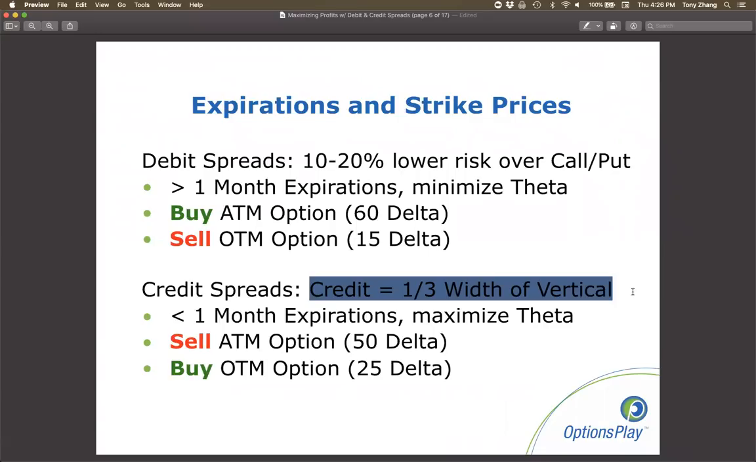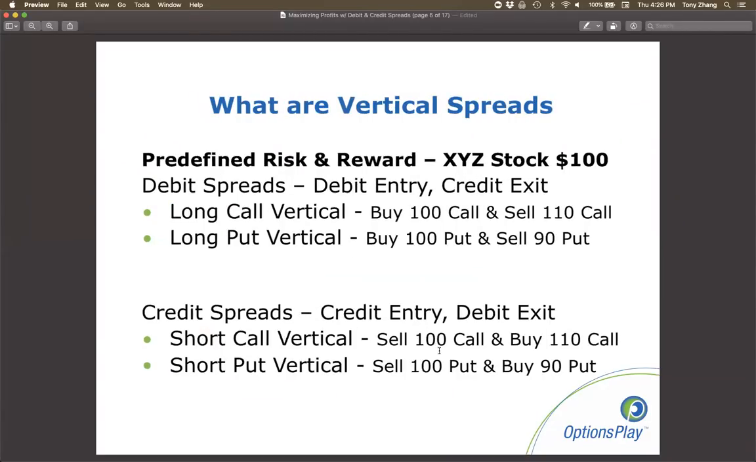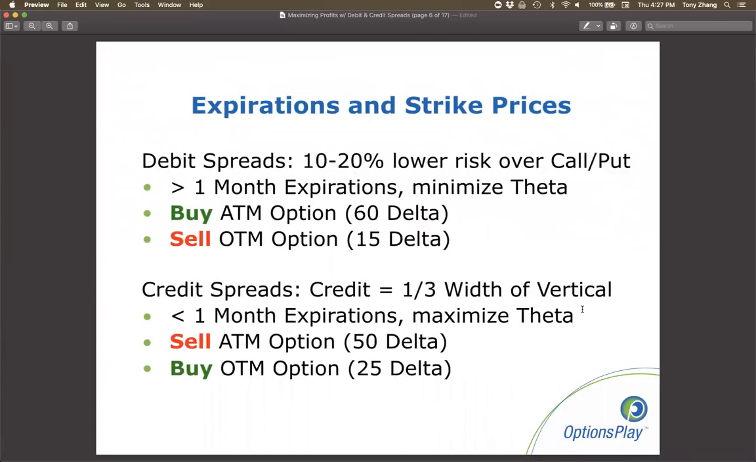And when I mean the width of the vertical, I'm referring to the distance between the two strikes. So in the previous example of a stock where you're selling the $100 put and buying the $90 put, that distance, or the width, is $10. So you want to collect roughly a third of that $10 in your vertical spread. So how do you do that?